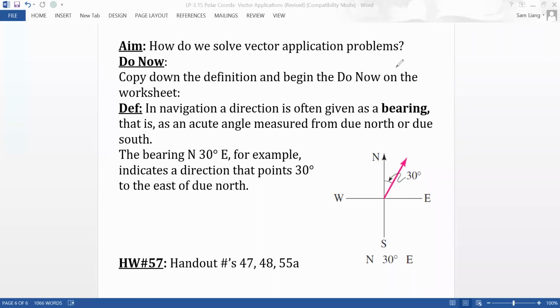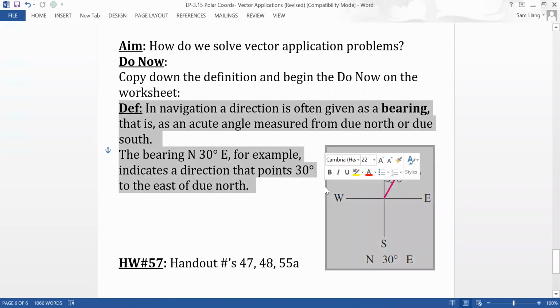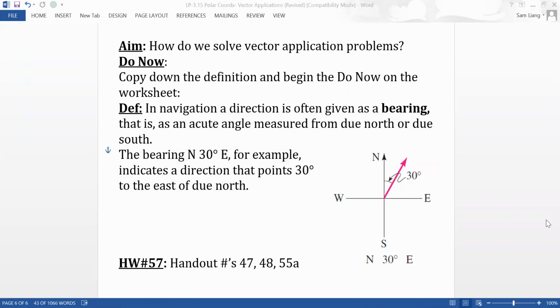But with that in mind, does anyone still need the definition here? Anyone still copying it down? Right. I'll move on and go to the worksheet.